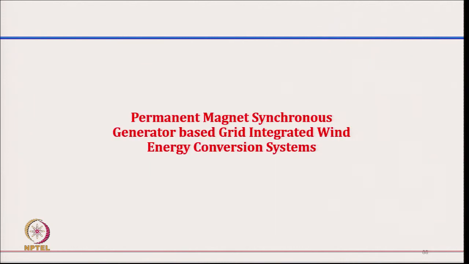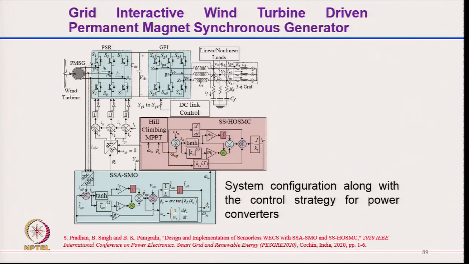Now, coming to another wind energy conversion system using a permanent magnet synchronous generator. Why are we taking this permanent magnet generator? Because it can run even without a gear, which is one of the major benefits, and it offers the highest efficiency.